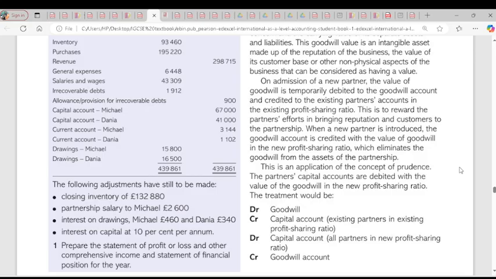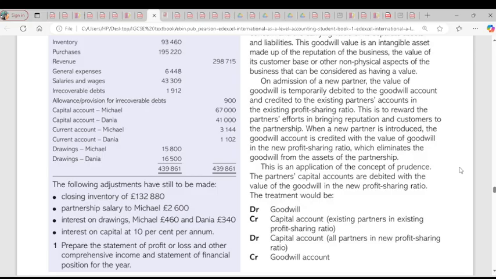Note, as soon as you get the current account balance, you have to add it to the capital in your statement of financial position. The interest on capital, we did that previously, which is 6,700 and 4,100. It's in the first account.